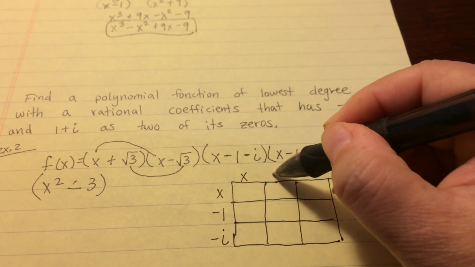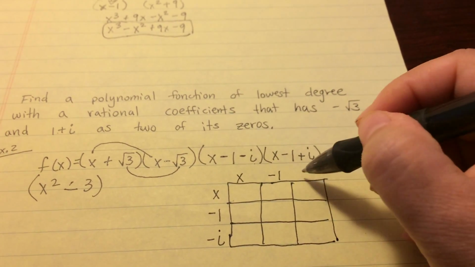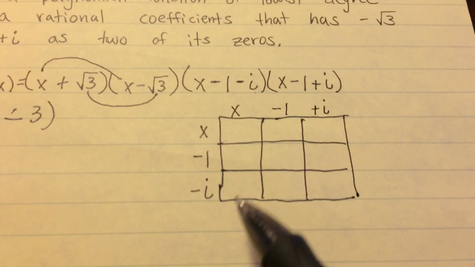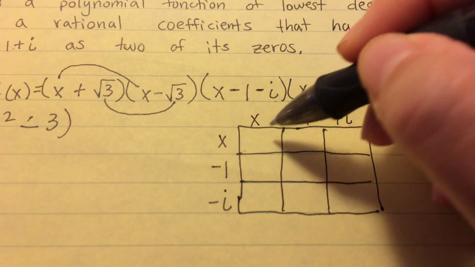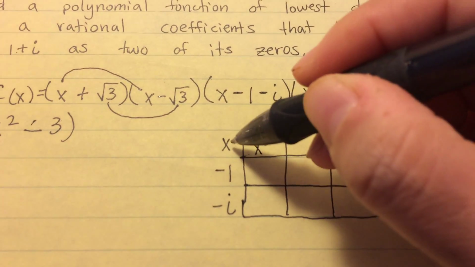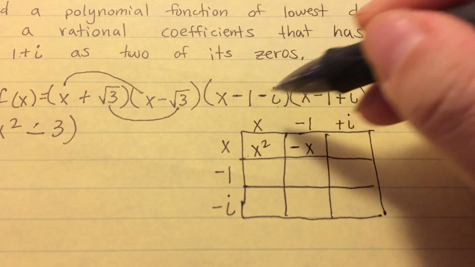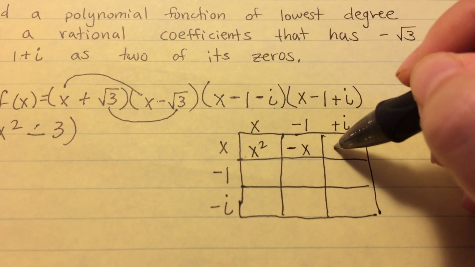This is minus 1, so it's minus 1. And then positive i. And what we're going to do is distribute these together right here. So x times x gives me x squared. You see that? x times this right here gives me a negative x. x times i is xi.